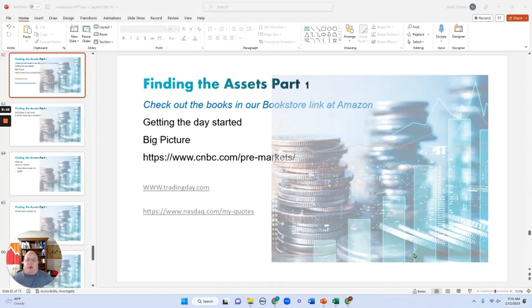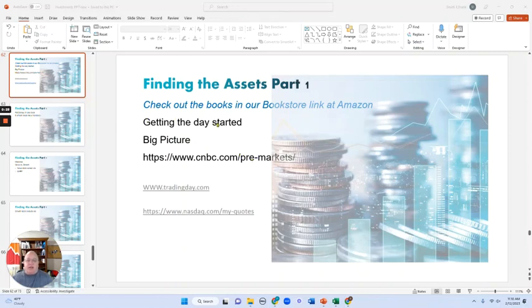This is a fun part of the lesson plan stuff we're working on here called Finding the Assets. Got some interesting, unique sites to go to give you some ideas on what you might want to do to find new investments. So, anyway, check out the books in our bookstore. There's some links here at the end, and it's pretty good stuff.